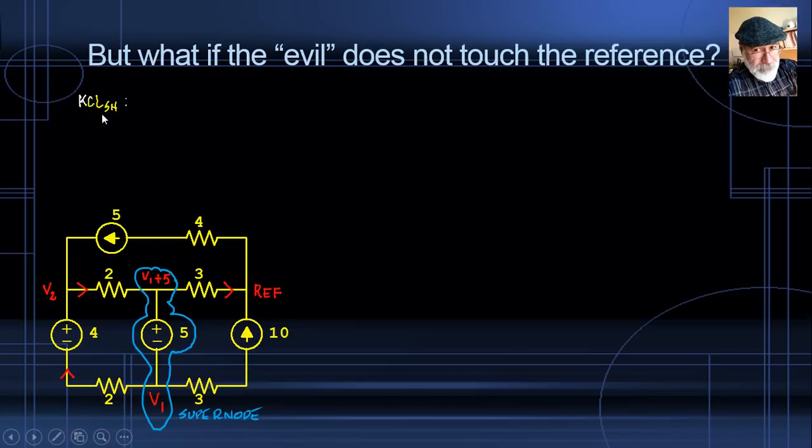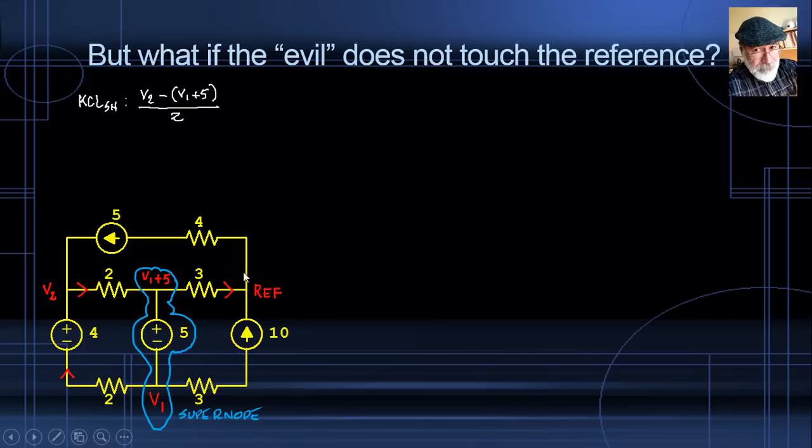How am I going to do that? Well, check this out. Currents arriving in that supernode. Only one. The one on the top left from node V2 to V1 plus 5, right? That is the current in an R branch. Voltage of the origin V2 minus voltage of the destination V1 plus 5. That divided by the resistance 2 ohms. That is the current entering the supernode from the left.